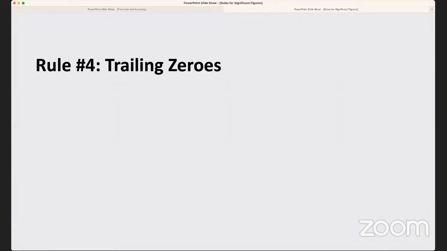Rule number 4, trailing zeros. And this is where you need to be very attentive because this is a little bit tricky.